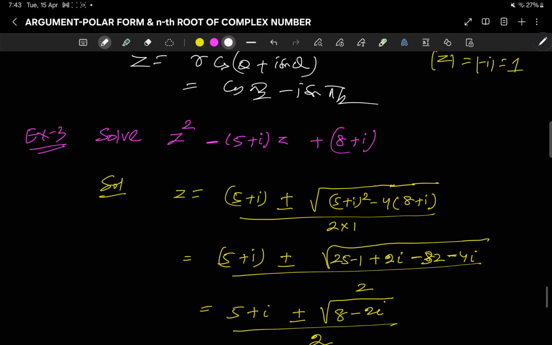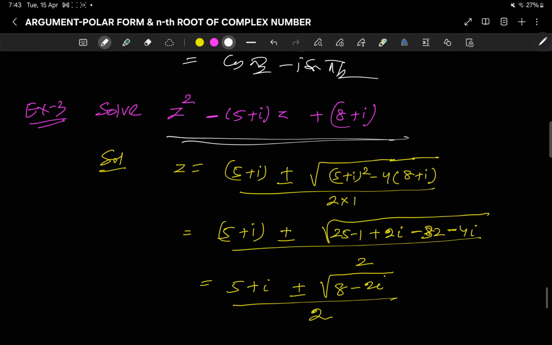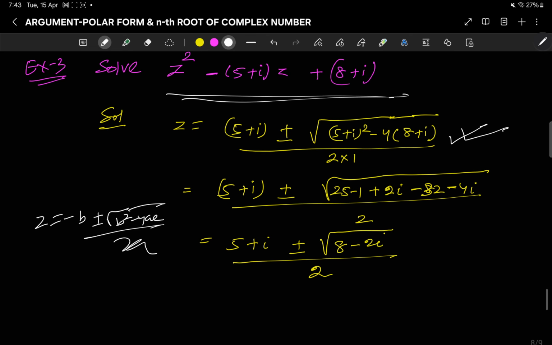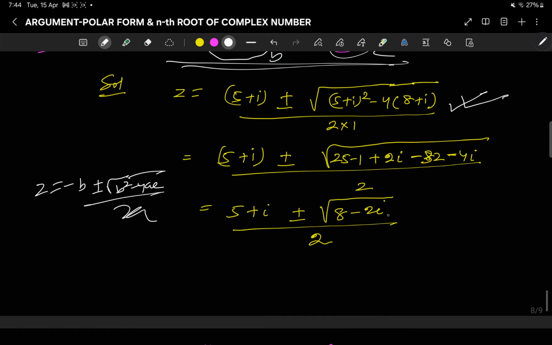Suppose you are asked, solve this. It is ax square plus bx plus c. So z is equal to minus b plus minus root over of b square minus 4ac by 2a. So that formula I have applied. So now b is this, right? c is this. This is b, this is c. So accordingly you get the square root. I have told you the square root here. So if you simplify, you will get two roots. Z1 is this and Z2 is this.